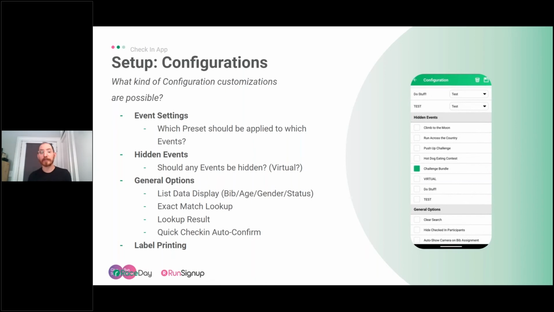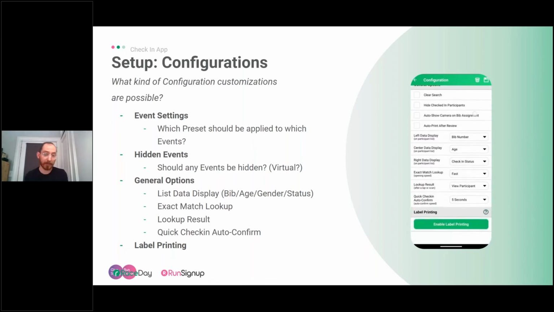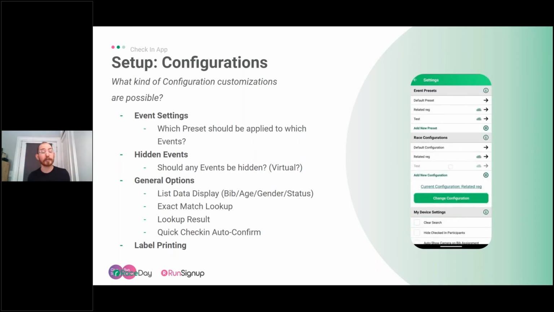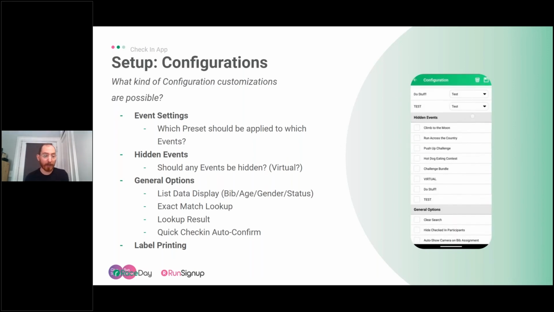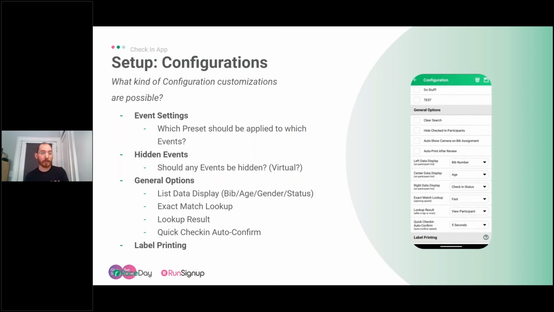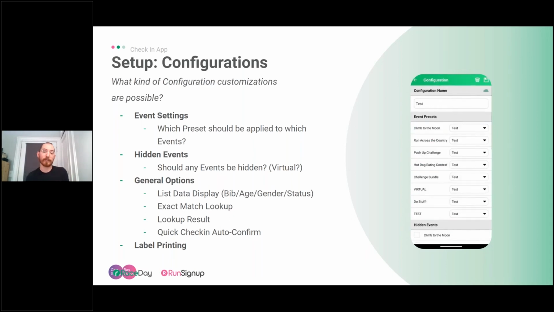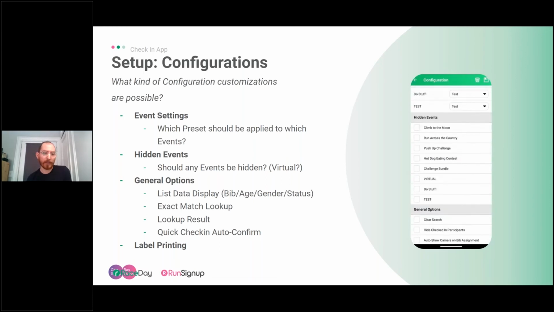So these other settings are going to be things like, should some events be hidden? Maybe you have a virtual event and you don't want to show all of those participants in the list. So you can hide your virtual for this configuration. In addition, there are some general options. This is just more general usage of the app and how it works. A lot of these settings can also be customized on the device level, particularly to just this device, but it's also in configurations.